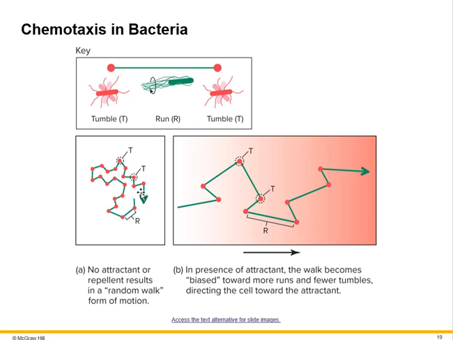And where they're moving short distances, usually there's nothing attracting them, so we call this a random walk. But when they're moving in a longer distance and more of them are runs than tumbles, then they must be attracted to something and not repelled.